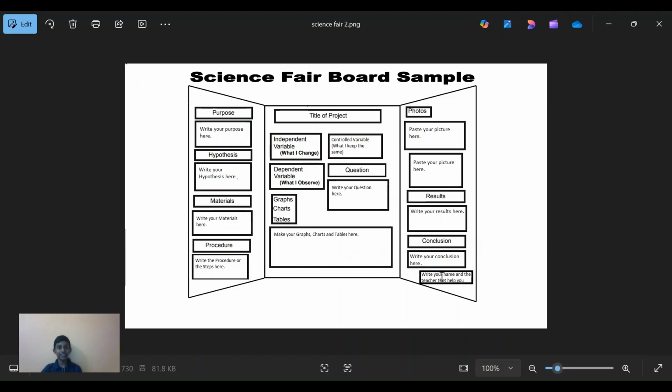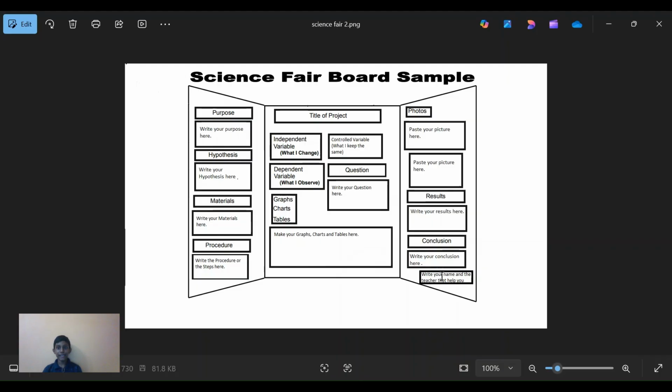Let's start. The definition of purpose is the purpose defines the main goal or objective of your experiment, explaining what you aim to discover, solve, or understand, and why you are conducting the investigation. The example is the purpose of this experiment is to determine if different types of music affect plant growth.